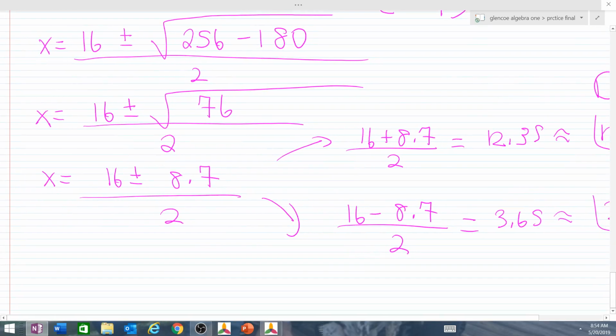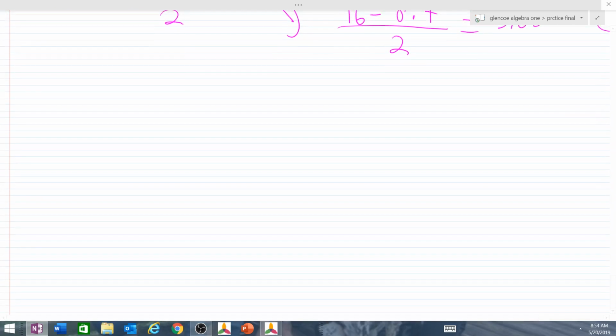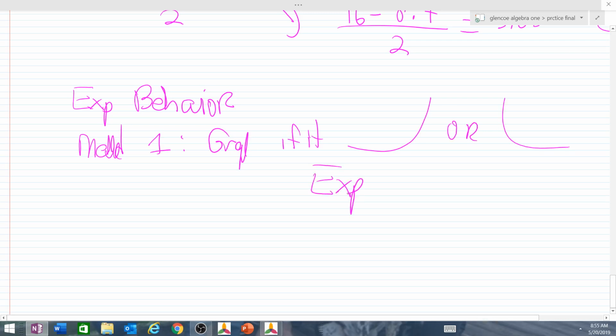37, 38, 39. Next page. 40 or 41. 41. Yes. Does data show exponential behavior? Exponential behavior. There are two methods. Okay, method 1. Graph it. If it looks like this or this, when you graph it, it's exponential. If it graphs as a line or anything else, it's not exponential.